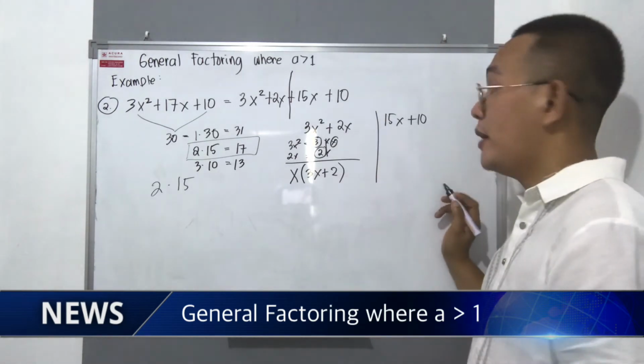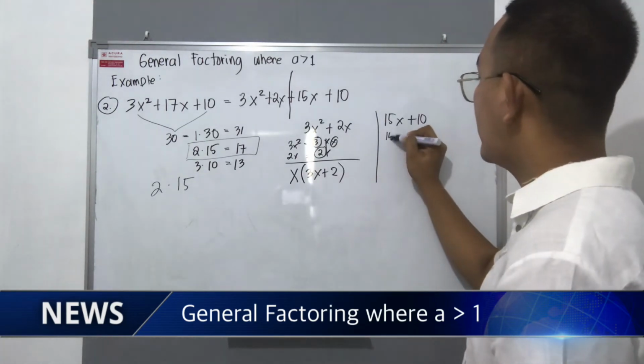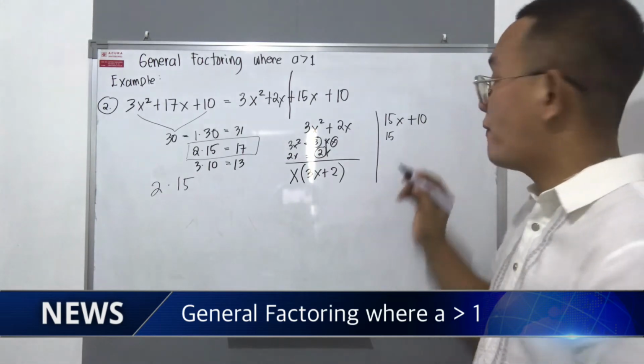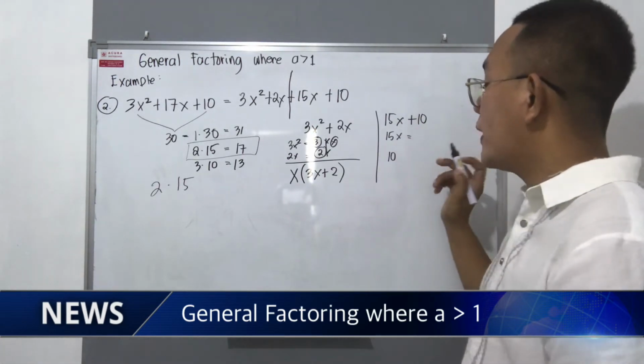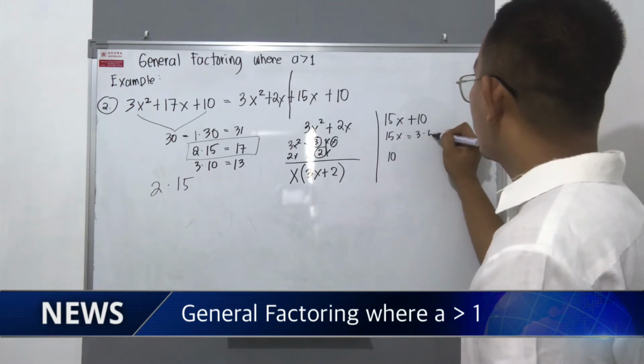Next, sa kabila naman, kunin natin yung common monomial factor. We have 15x and then 10. Factor ng 15 is 3 times 5.